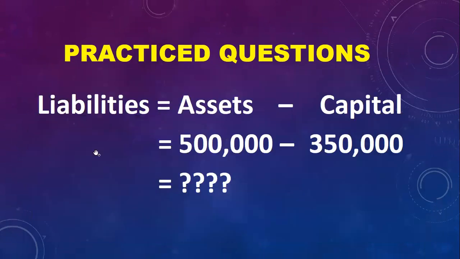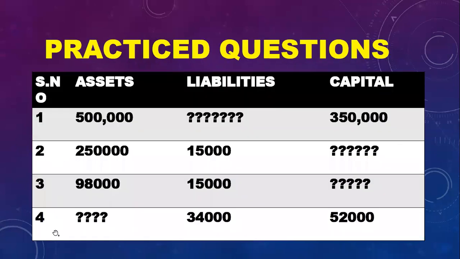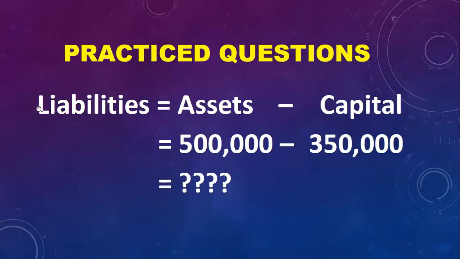Then this is my working. We have to put the formula. Liabilities is equal to asset minus capital. Your assets is 500,000 minus 350,000, and you have to find the missing figure answer. I request you, as you have seen this lecture, then you have to do these 2, 3, 4, these 3 questions, 4 questions you have to do in your registers of accounts for your practicing, and you have to apply the formula like this, then put the values and find the appropriate answer.